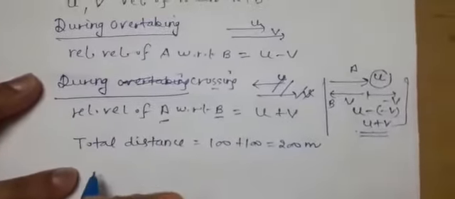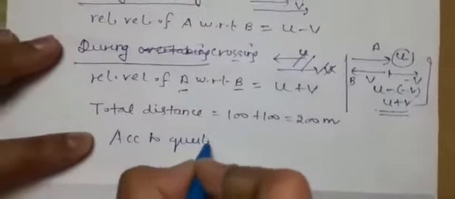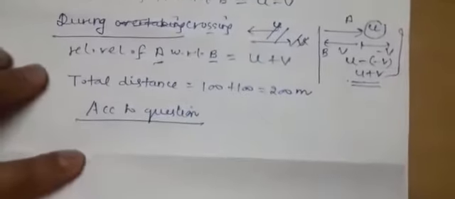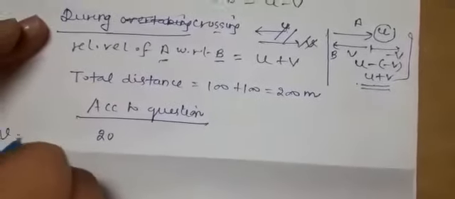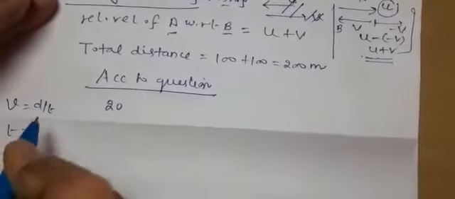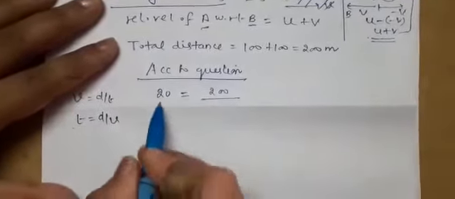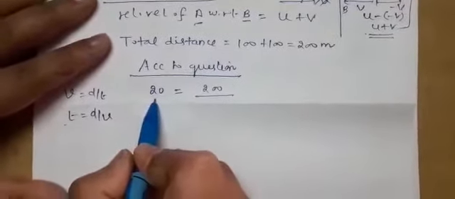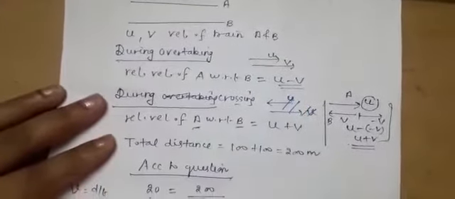So now coming to the statement, during overtaking. According to the question, what is given? The time taken is 20 seconds. So we know velocity is distance upon time. If you have to find time, it will be distance upon velocity. So 20 will be equal to the total distance divided by the relative velocity, as 20 seconds is the time taken when the bodies are moving in the same direction, when there is a condition of overtaking. So what is the relative velocity in that condition? U minus V. So put this value here.